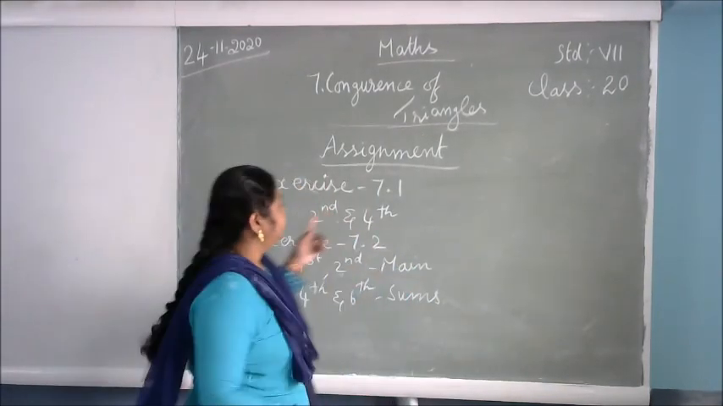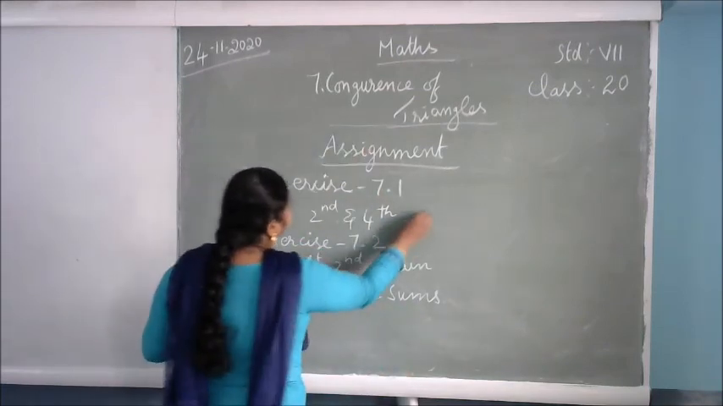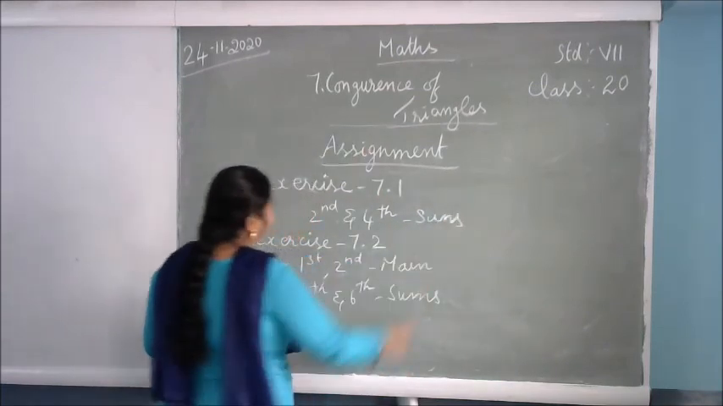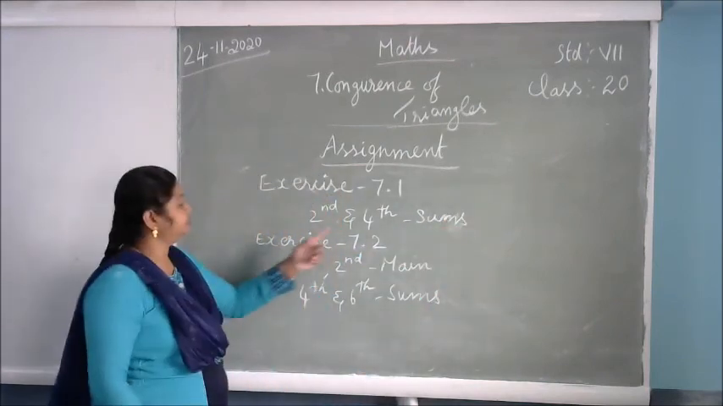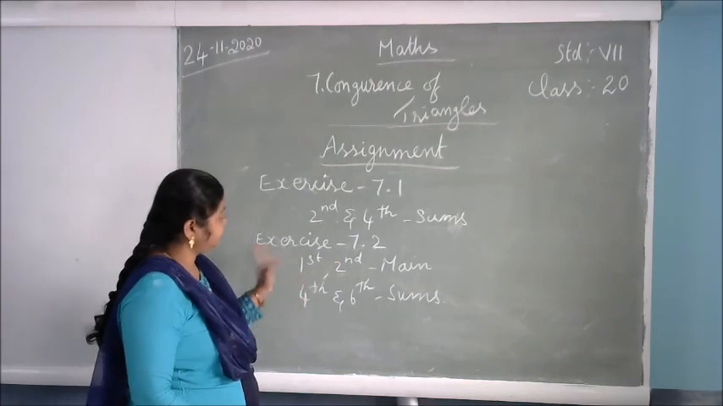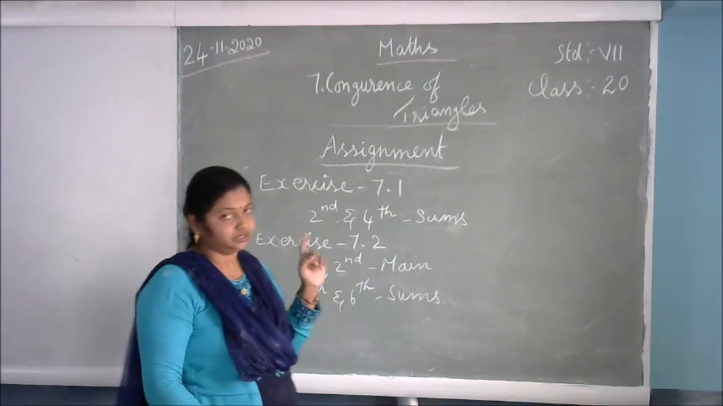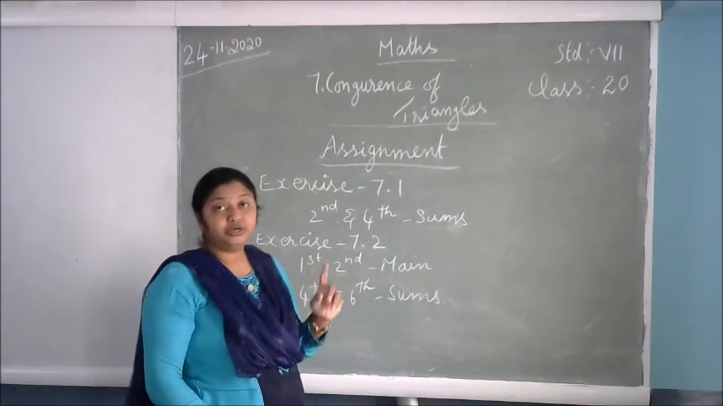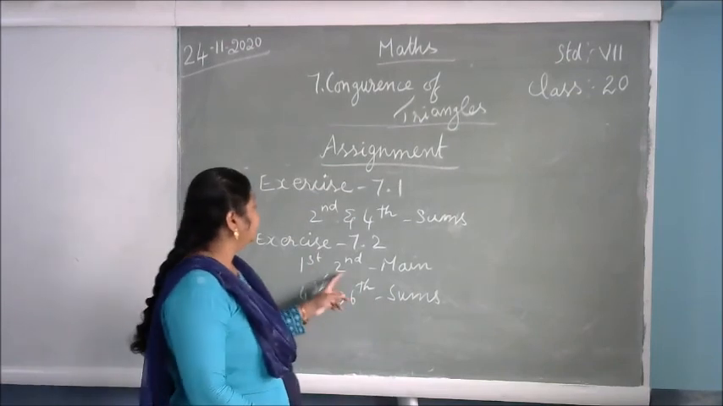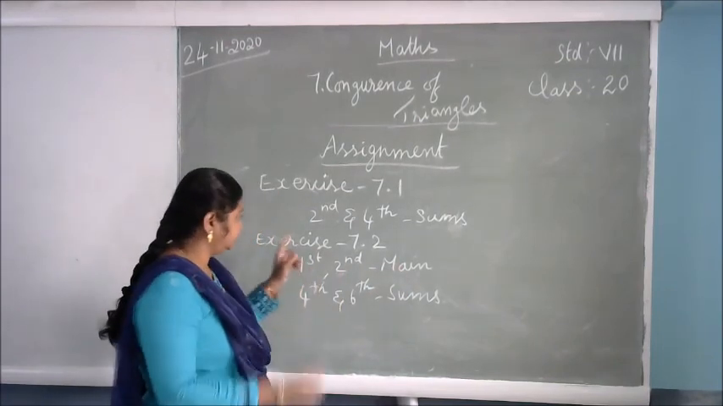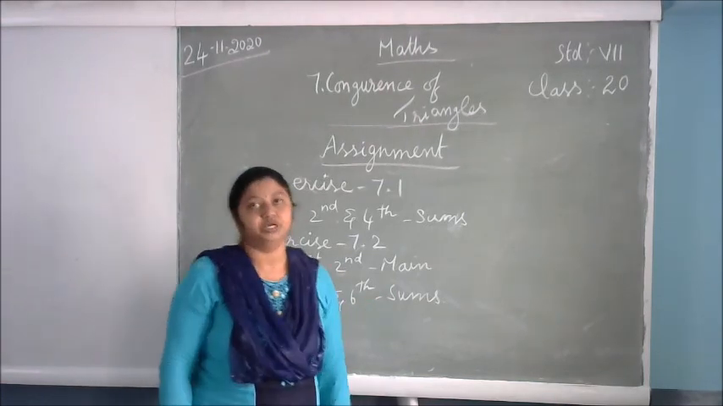Your today's assignment is in exercise 7.1, the second and fourth sums you have to do. And exercise 7.2, the first one, I know the answer, and the remaining sums you have to do. Write the question with the drawing, and write the answer with the drawing. And the fourth and the sixth sums you should do in your homework notebook.